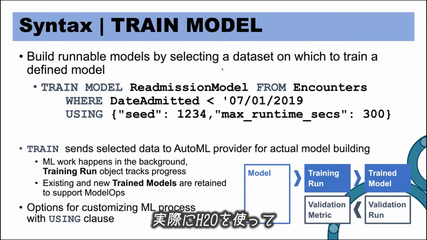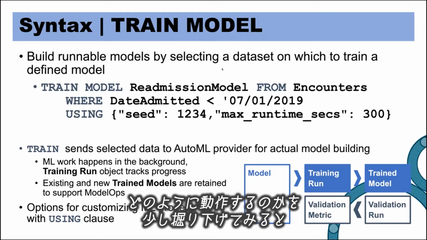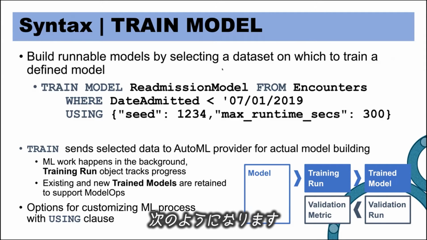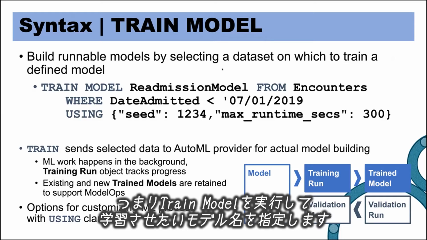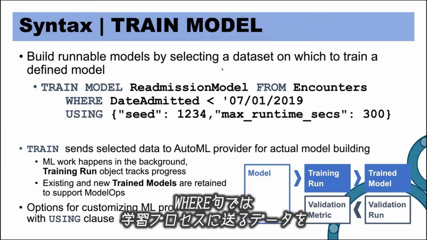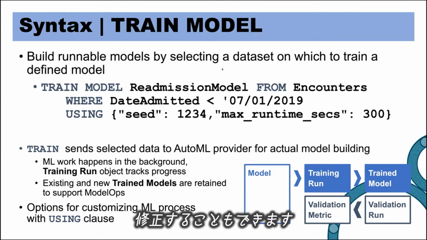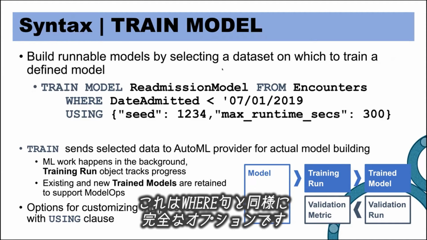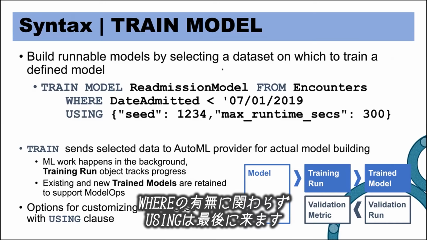So digging a little bit into how this actually works with H2O, the TRAIN MODEL statement that you use to kick off machine learning ends up sending the data. But here's how it looks. You just do TRAIN MODEL, you have the name of the model that you want to train, and then you can set up the table that you pass to it with a FROM clause, and with a WHERE clause you can modify which data you actually send to the training process. And then the very important part is a USING clause at the end of all of that. That's totally optional, as is the WHERE clause in general, but USING can come at the end with or without the WHERE.